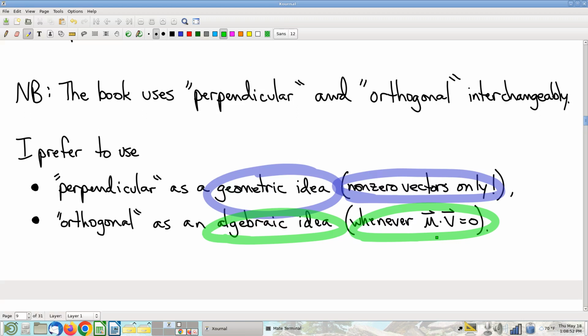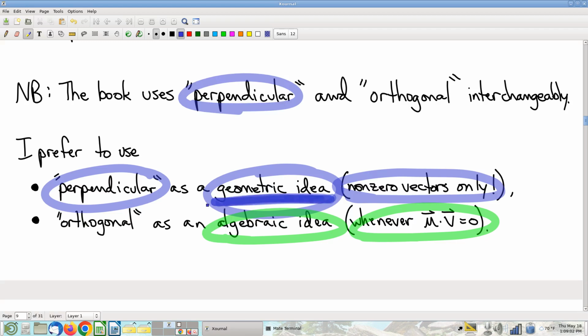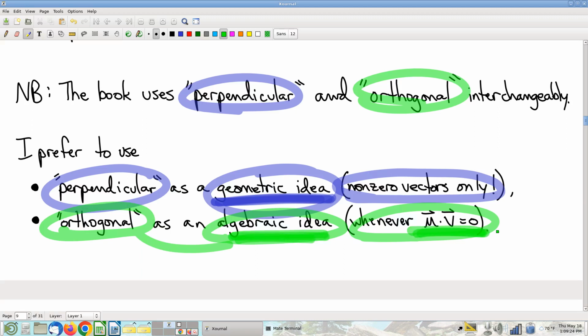So my move on this is to use perpendicular to mean the geometric idea. When you say the word perpendicular, you better make sure that none of those vectors can be the zero vector. Zero is not perpendicular to anything. It doesn't have a direction with which to be perpendicular. And then, by process of elimination, I use orthogonal to mean the algebraic idea, namely that the dot product is equal to 0. Okay, so I think this is important.